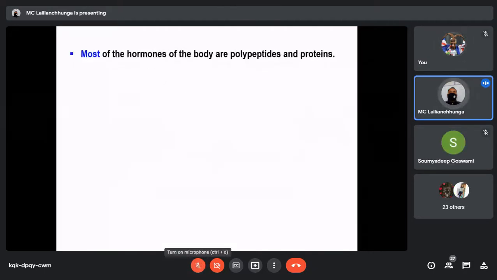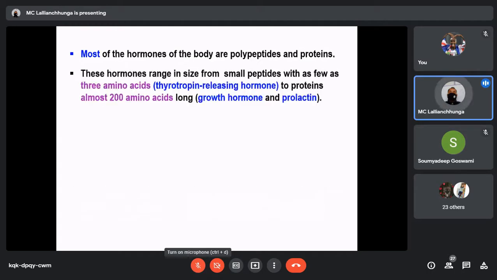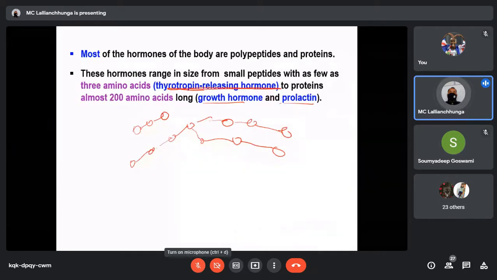Next, most of the hormones of the body are polypeptides and proteins. These hormones range in size from small peptides with as few as 3 amino acids, that is TRH, to proteins almost 200 amino acids long, growth hormone and prolactin. TRH is a very short peptide with only 3 amino acids, but growth hormone and prolactin have hundreds of amino acids, so there is a big difference in their molecular weight also.